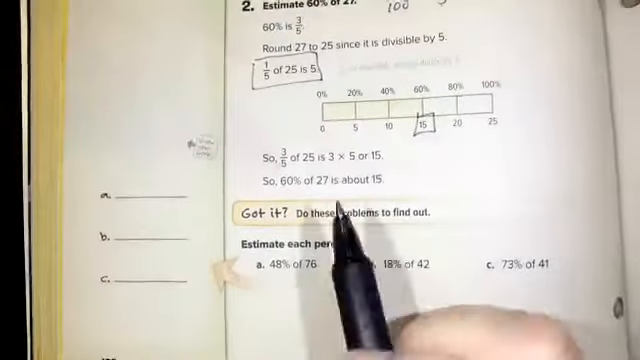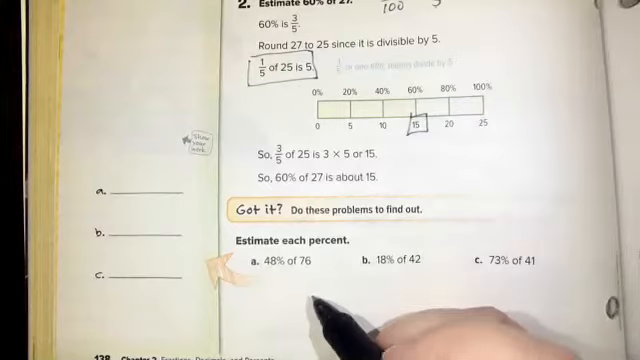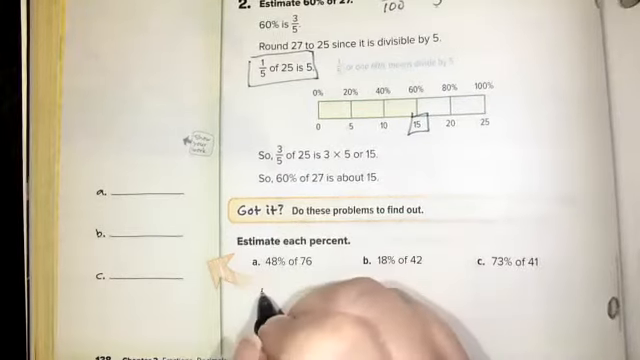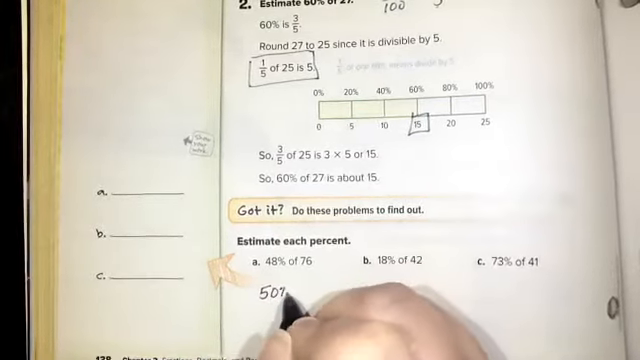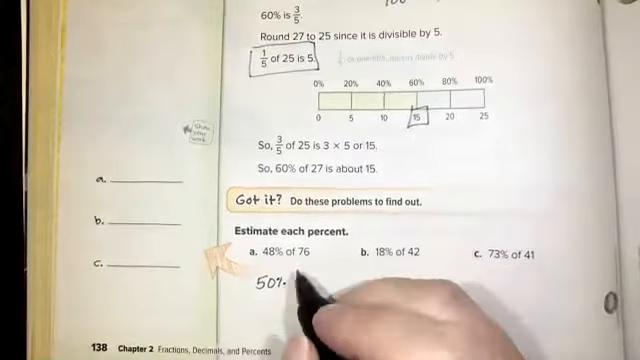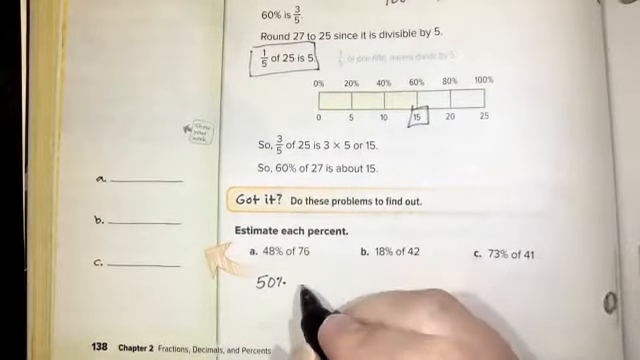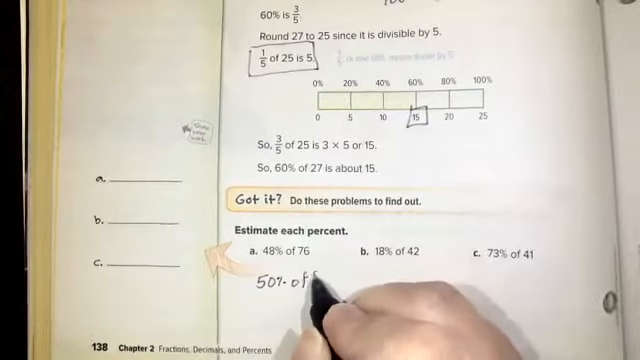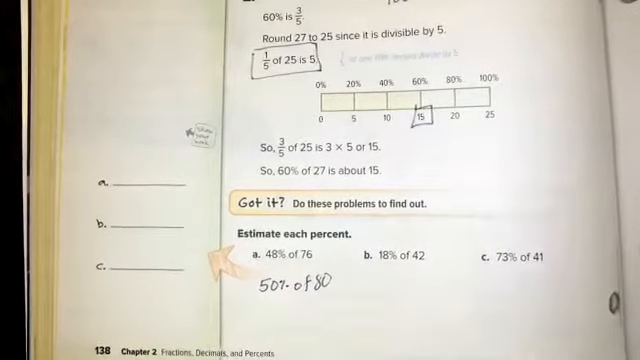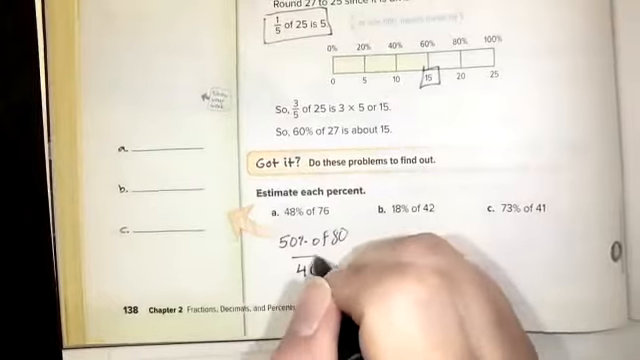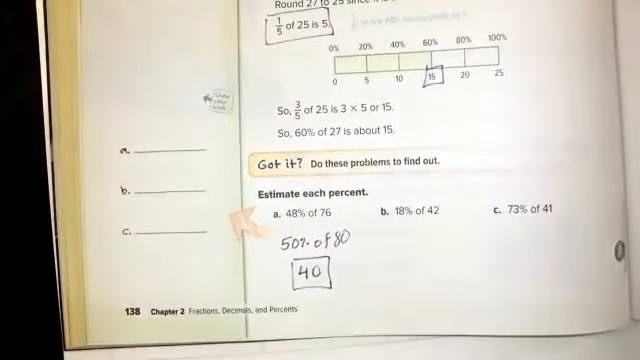All right, when we look at A, 48% of 76. So 48%, I would say that's pretty close to 50%. And again, we're estimating here. So 76, I would round up to 80. So 50% of 80, I would round to approximately 40, okay?